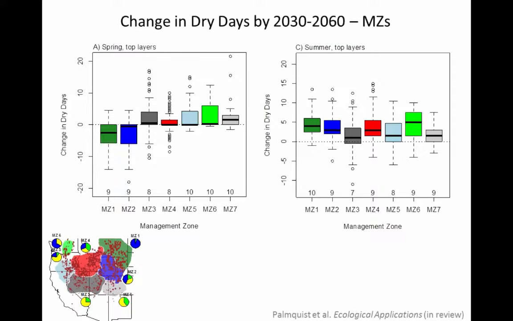And finally, this figure is showing change in the number of dry days by management zone. Again, this suggests in the spring, conditions will still be relatively wet in the future. Interestingly, for management zones 1 and 2, we actually see a decrease in the number of spring dry days, which means conditions are going to be quite a bit wetter. The right-hand figure is for summer, and we see pretty consistent increases in the number of dry days across management zones, but particularly for management zones 1, 2, 6, and 4, so kind of the northern portion of the sagebrush region.